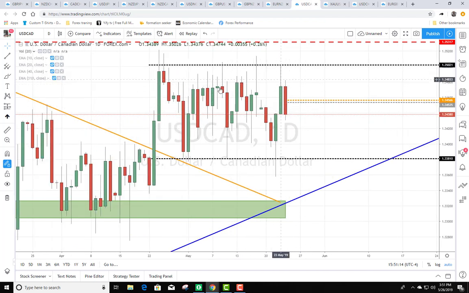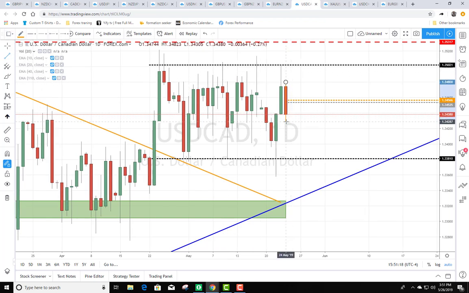I think that after this strong push, you don't want to buy here. I'm sorry, you don't want to sell low. You want to sell high. So you want to wait for market to exhaust. You want to wait for that pullback before you can kind of ride it all the way back down. So that's what I'm looking at.